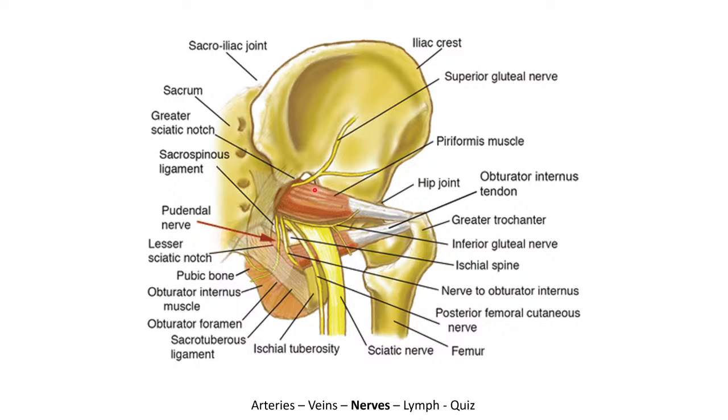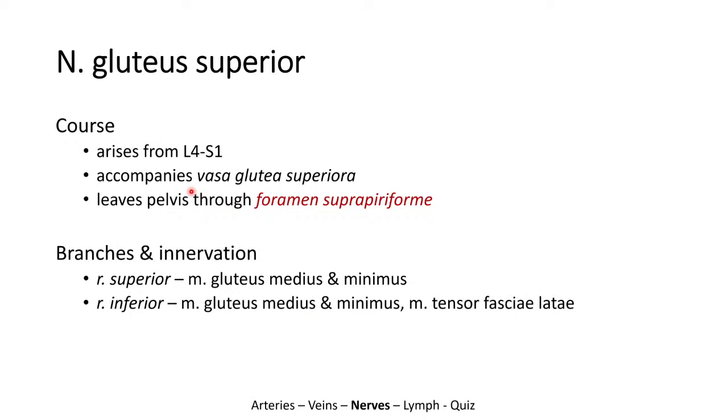So nervus gluteus superior accompanies, of course, vasa glutea superiora, vein and artery, and it will leave the pelvis through the suprapiriform foramen. It will have two branches, ramus superior and ramus inferior, to supply musculus gluteus medius and minimus, and also, don't forget it please, musculus tensor fasciae latae. So musculus tensor fasciae latae is also supplied by nervus gluteus superior, by its inferior branch.